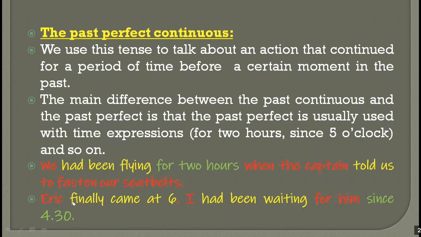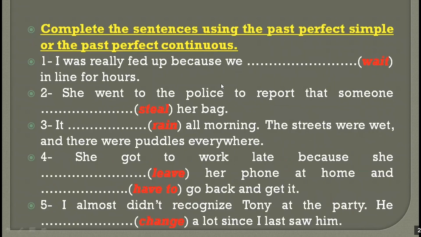Another example, Eric finally came at 6. I had been waiting for him since 4:30. So I had been waiting, past perfect continuous, because we have the expression since 4:30. Let's practice. Complete the sentences using the past perfect simple or the past perfect continuous. Take your time. And then I'm going to show you the correct answers. You can pause the screen, of course.